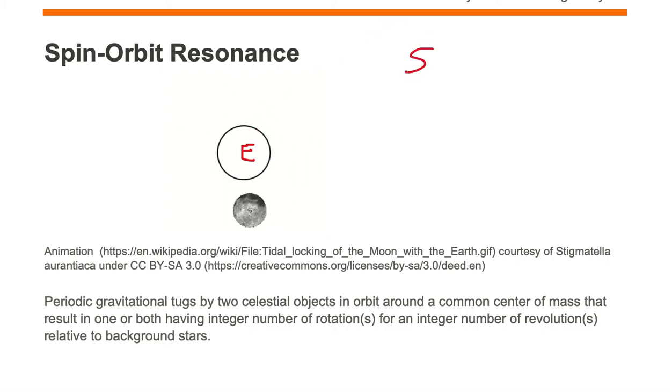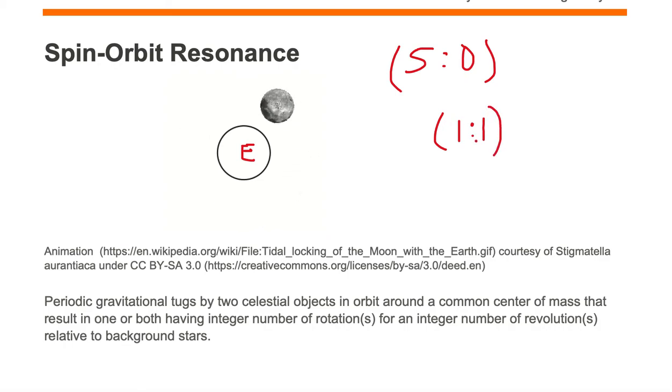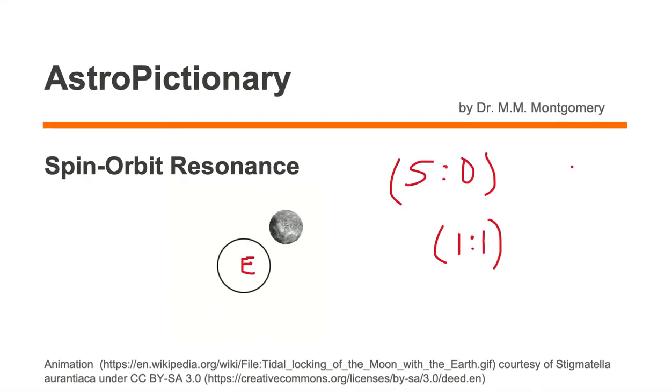This spin-orbit resonance, we generally put in parentheses with an S:O, and in this particular case for the moon, it would be one spin for one orbit, so the spin-orbit resonance is 1:1. This is one example of a spin-orbit resonance.